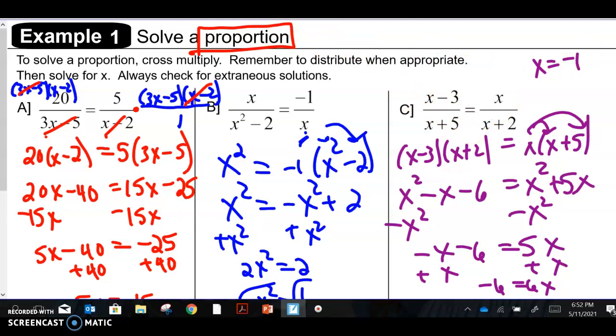I'm going to double check that I did everything correctly. If I put negative 1 in for x, negative 1 minus 3 is negative 4. Negative 1 plus 5 is positive 4. So this side becomes negative 4 over positive 4, which is negative 1. Negative 1 plus 2 is positive 1. Negative 1 divided by positive 1, yep, that's negative 1. So I'm confident that that answer is correct.